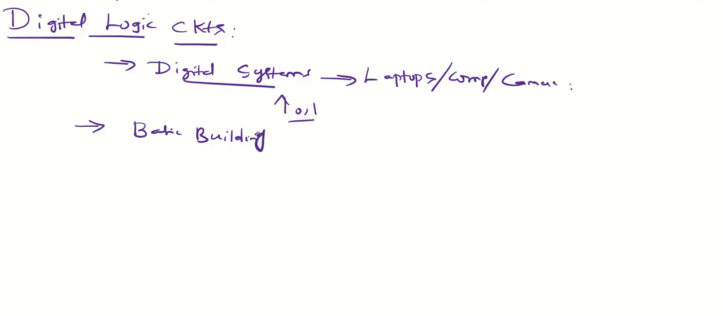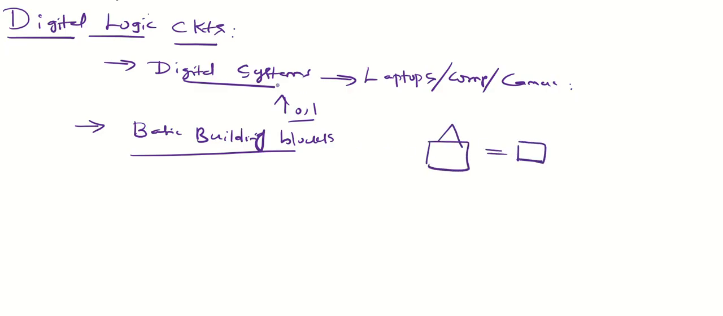I have given one example. If you construct a house, what is the basic building block? Bricks are the basic building blocks. In the same way, to construct any system like a digital system, the basic building blocks are digital logic gates.